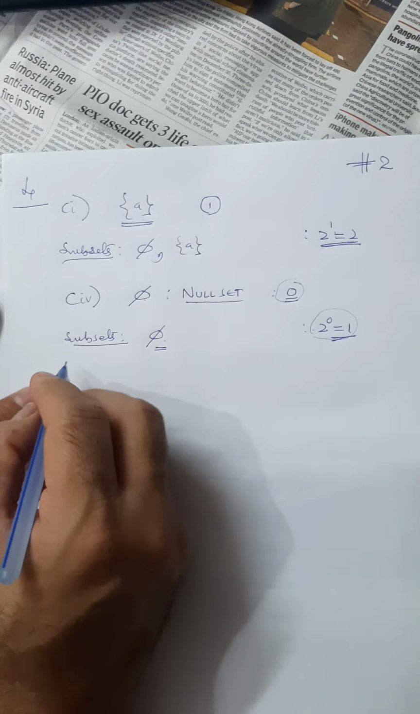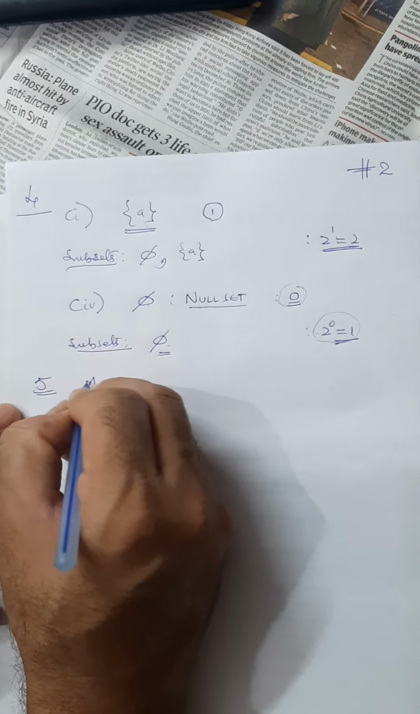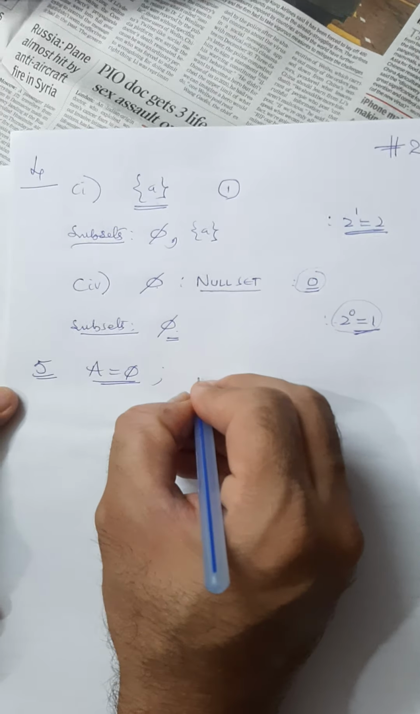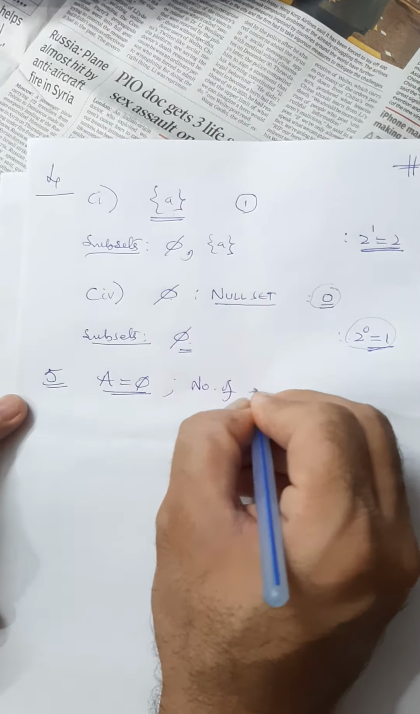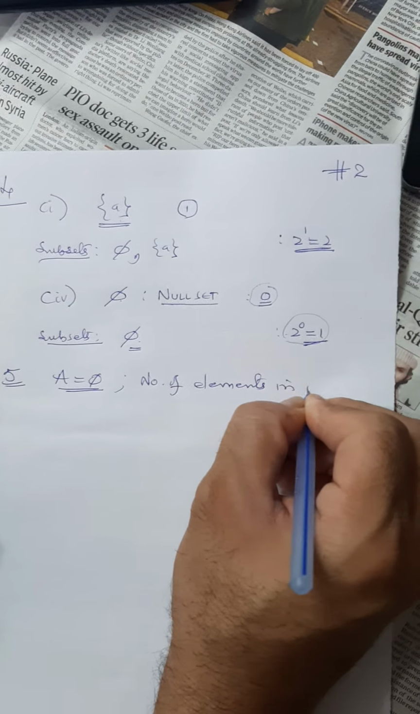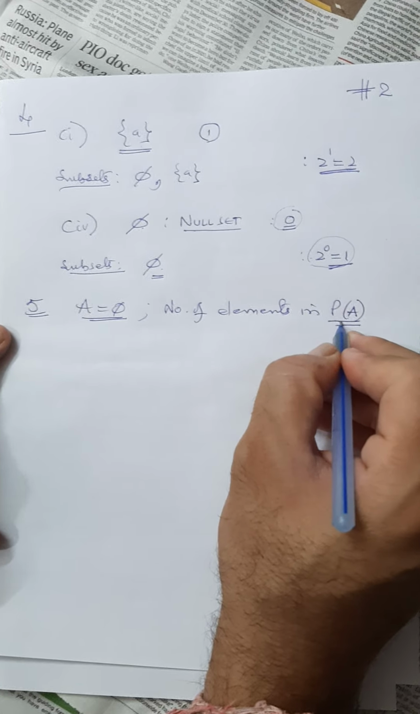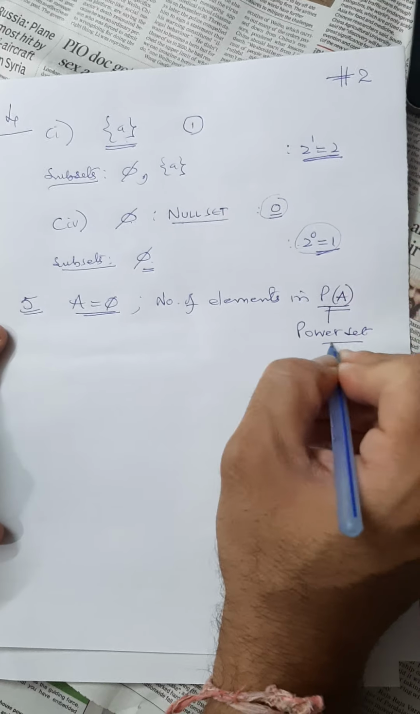Now next question, the 5th one. You are given A equals 5, that is a null set. Then you are asked the number of elements in P of A. Now what is P of A? That's the power set of A. You know, this is called a power set.